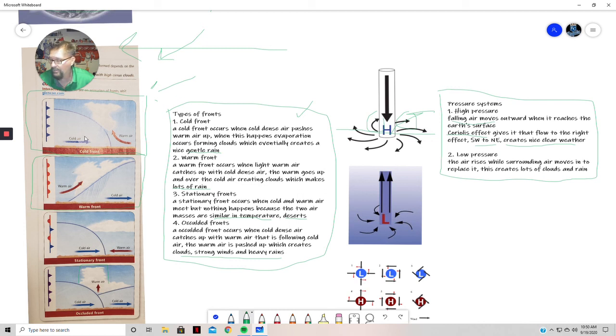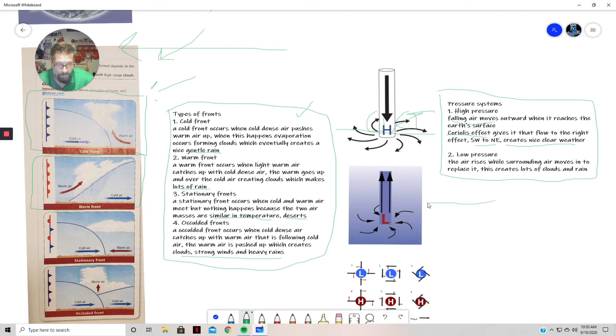High pressure with a warm front, again, it's going to reduce the amount of rain that you have. So high pressure systems kind of reduce clouds and rain. They don't remove them, but they just reduce the effect. Low pressure, that's your bad boy right there.